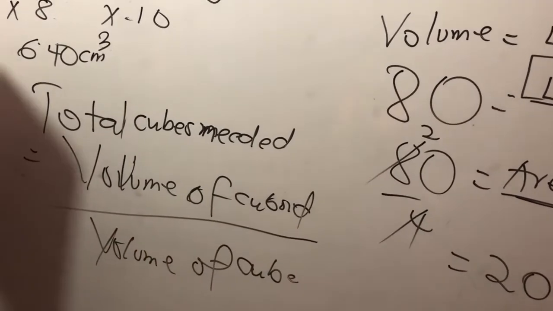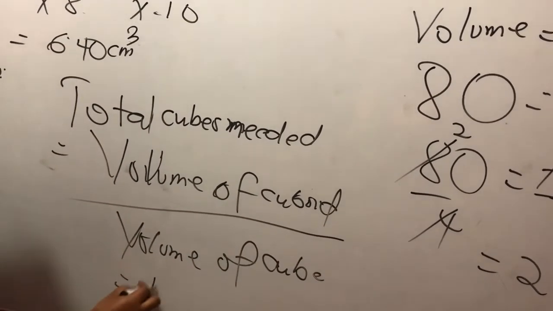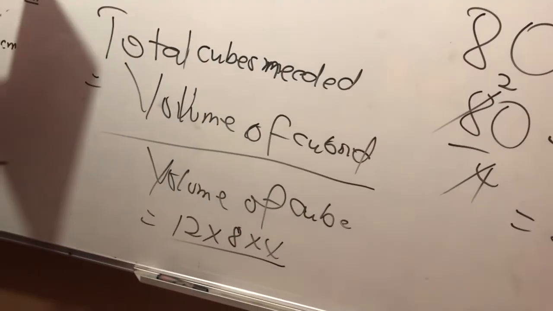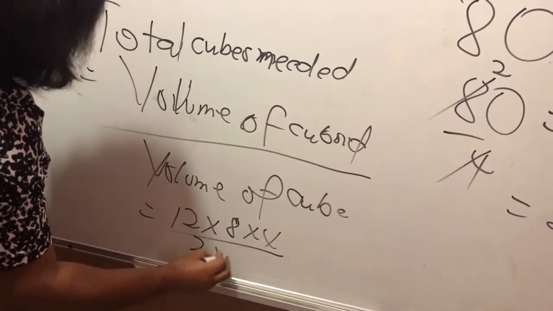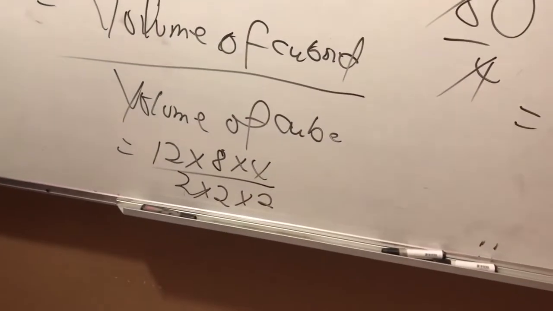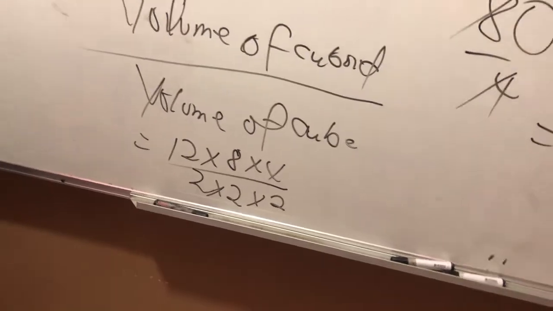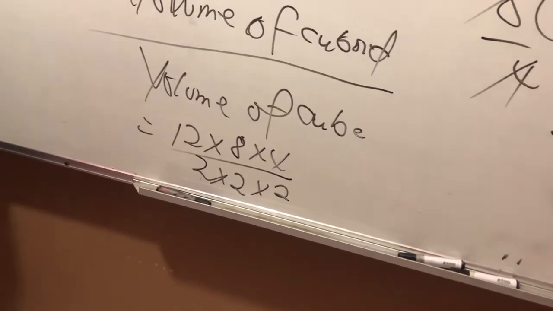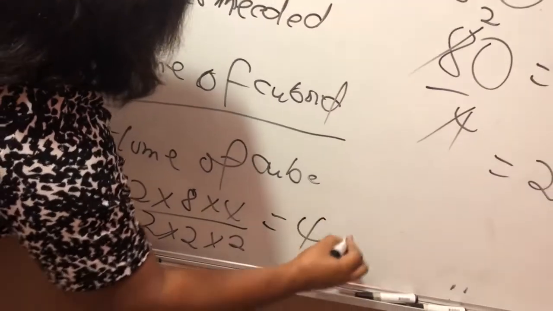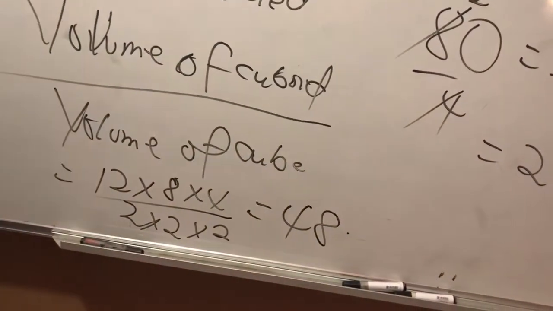So the cuboid has 12 by 8 by 4. And the cube is what? 2 by 2 by 2, right? But they said that it is a cube, so all the sides are equal. So 2 by 2 by 2. When you cancel out, you have 48 cubes needed.